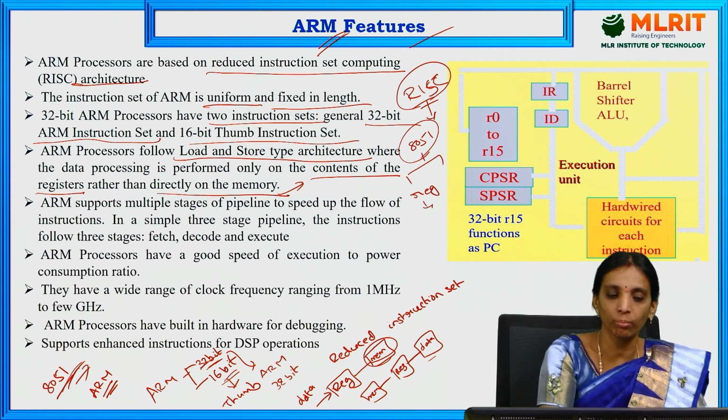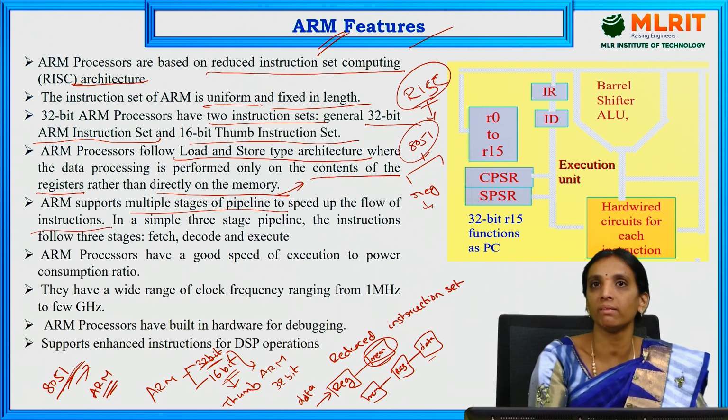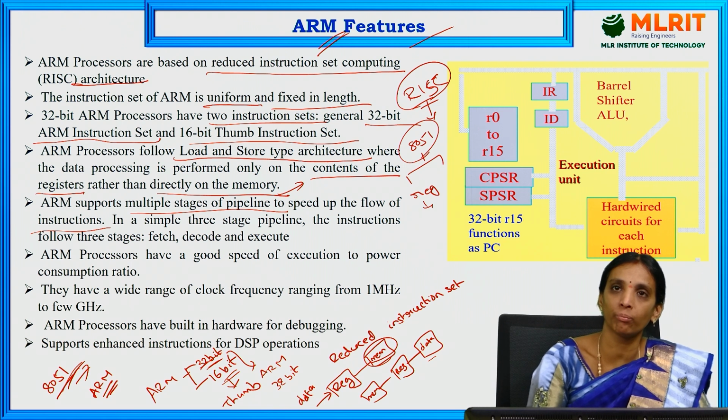ARM supports multiple stages of pipeline to speed up the flow of instructions. Pipeline is nothing but simultaneous execution of a number of instructions. One instruction can be going for fetching, another instruction can be reading the data from the memory, another instruction will do the execution. All these three instructions will perform their process at the same time. That is called pipelining.